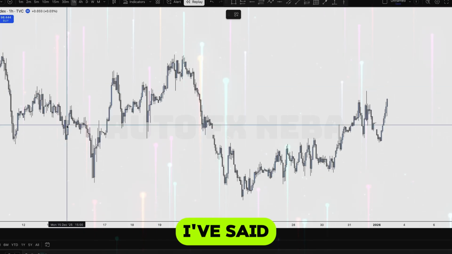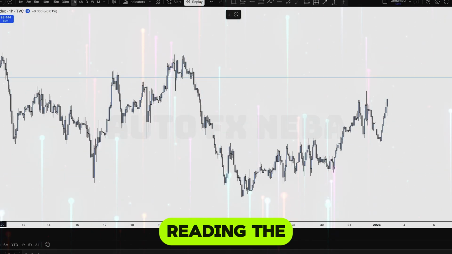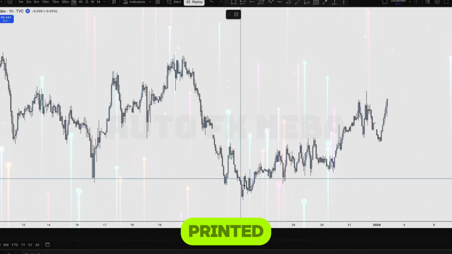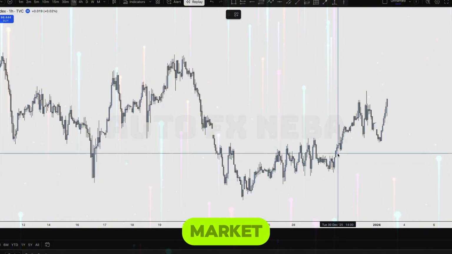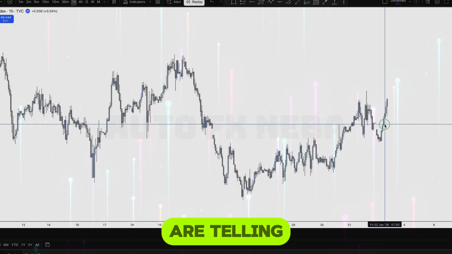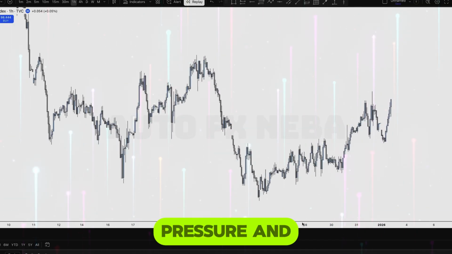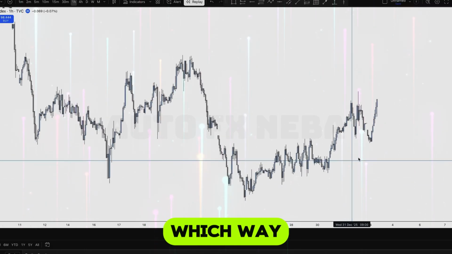So, as I've said, when I'm doing my price action analysis, when I'm reading the candlesticks, when I'm reading the movements, the highs, the lows that the market has printed, I am trying to develop a story or a narrative from the market. I'm reading into what each of the candles and what the larger candles in context are telling me about buying and selling pressure and control from buyers or sellers, because this is ultimately what helps us to determine which way the market's going to go.